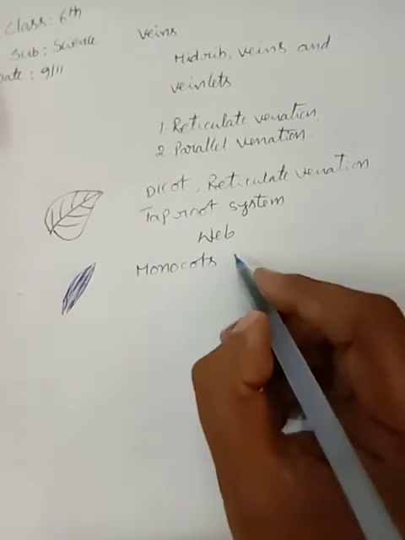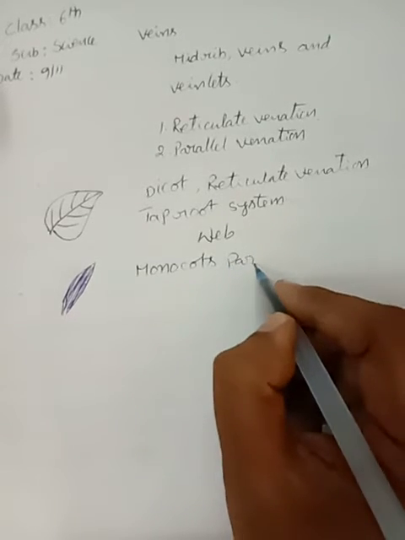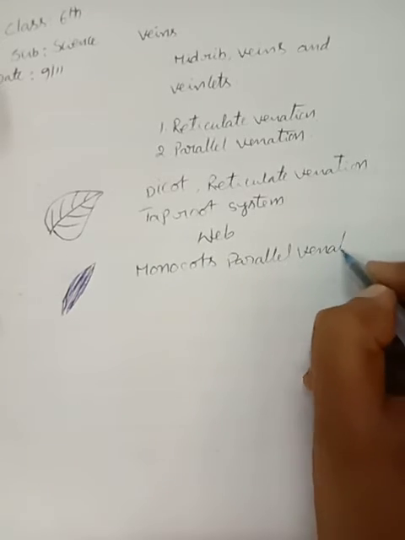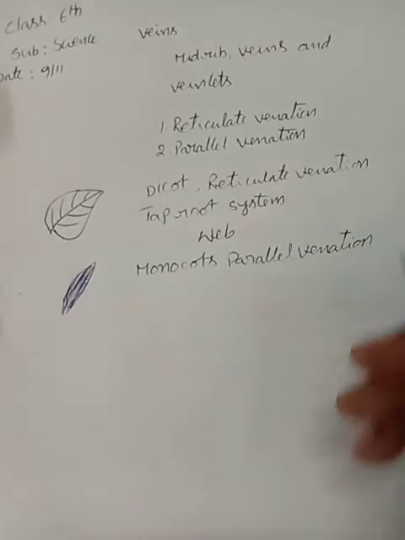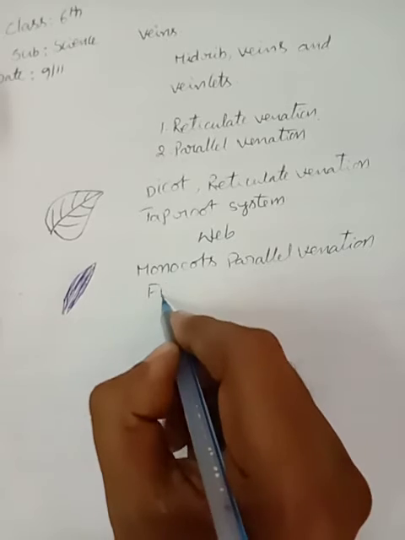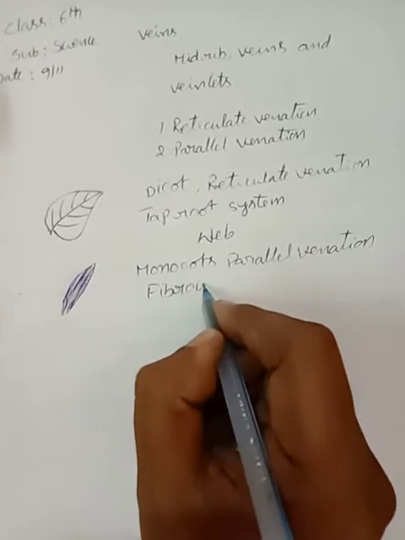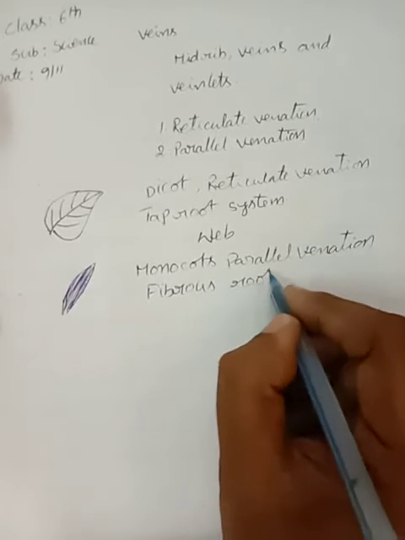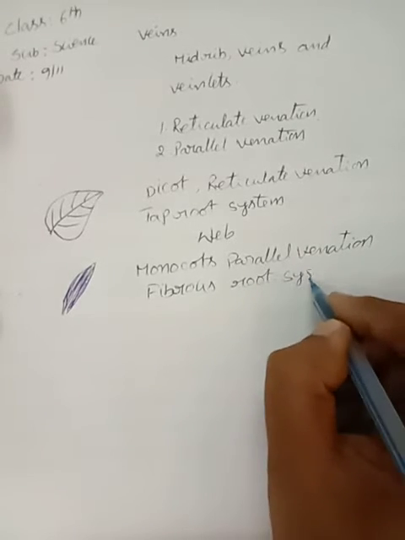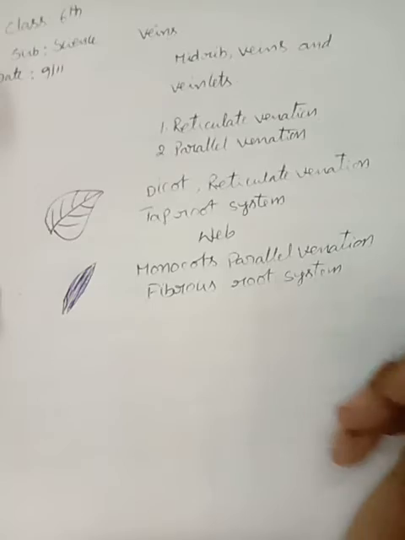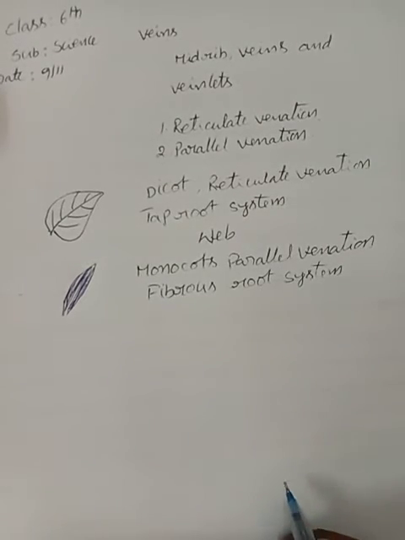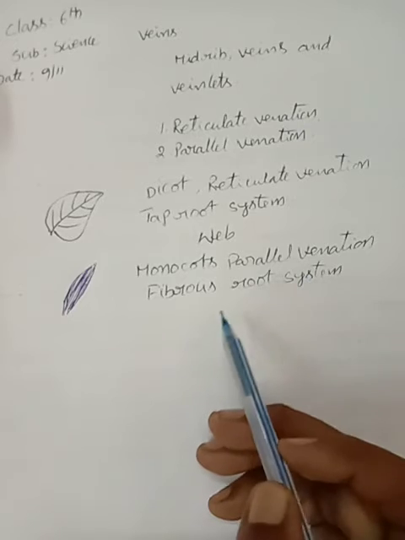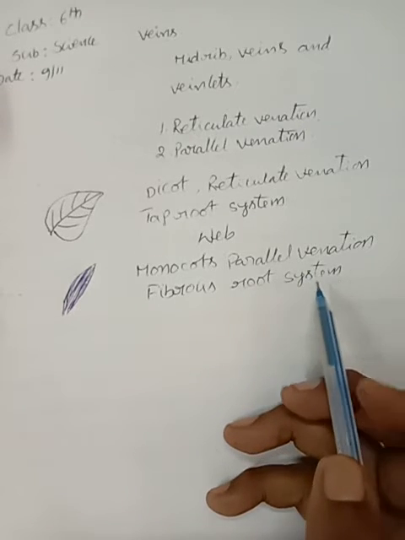In monocots, parallel venation and fibrous root system are present.